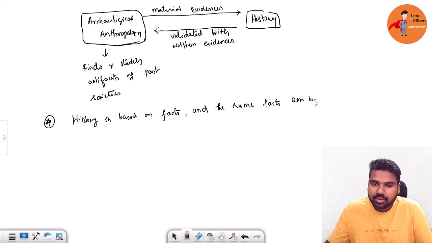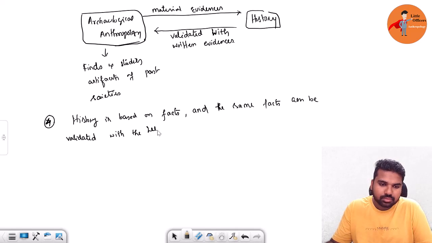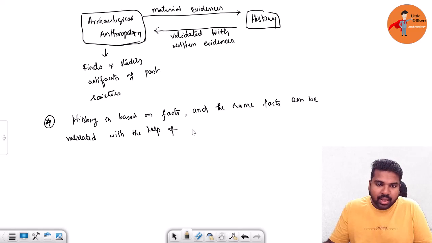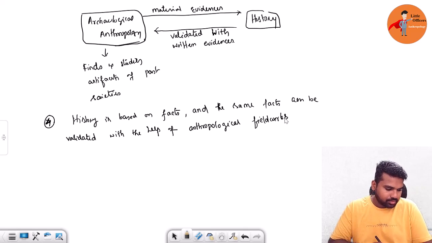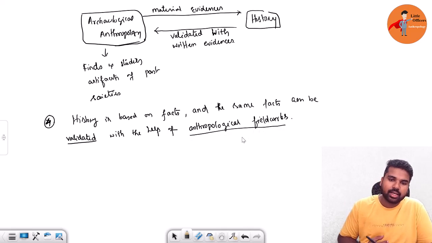with the help of anthropological field works. Full stop. Validated with anthropological field works. Underline both of these.